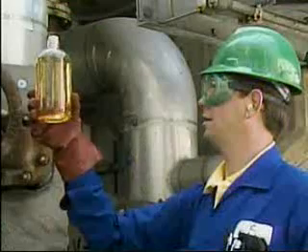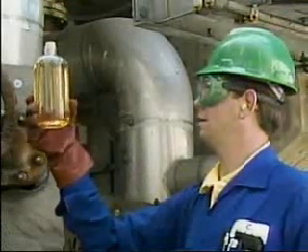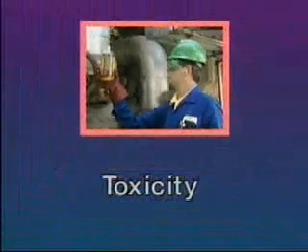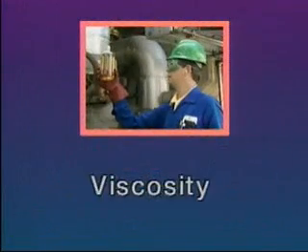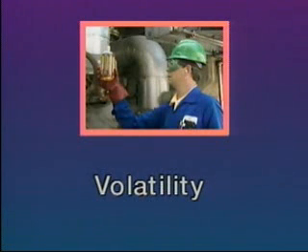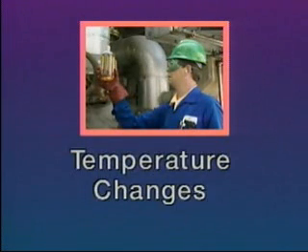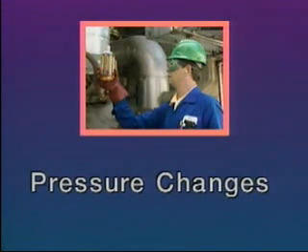During any bulk liquid transfer, the primary goal is to handle the liquid safely and efficiently. To do this, an operator should know the proper handling procedures, including emergency procedures in case there's a spill or an accident. He should also be aware of some specific characteristics of the liquid. Five basic characteristics of a liquid that an operator should be familiar with are the liquid's toxicity, its viscosity, its volatility, how it responds to changes in temperature, and how it responds to changes in pressure.